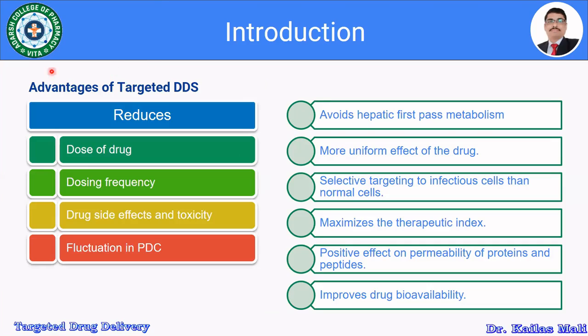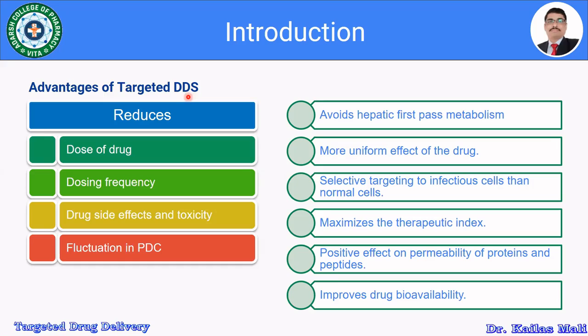Let us move towards the advantages of targeted drug delivery system. Now you are aware of what is meant by the targeted drug delivery system. We are targeting the specific organ. It is possible to target the specific tissue. It is possible to target the specific cell in order to increase the efficacy of the drug.